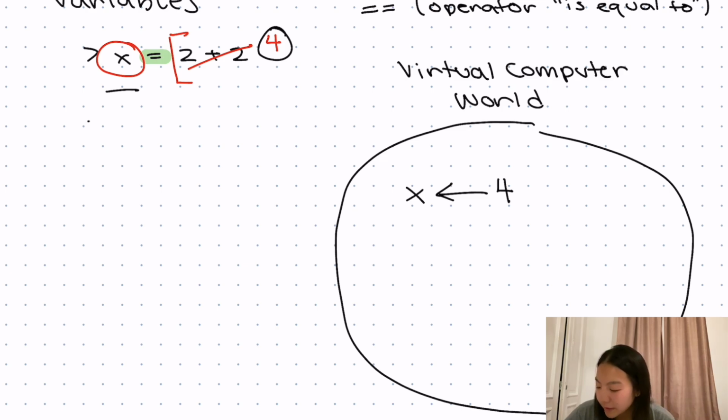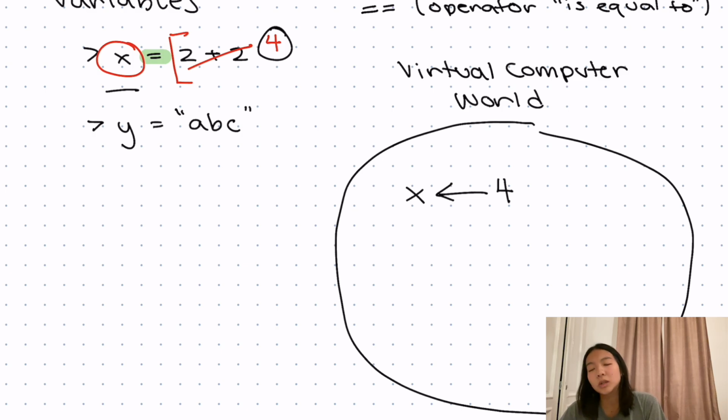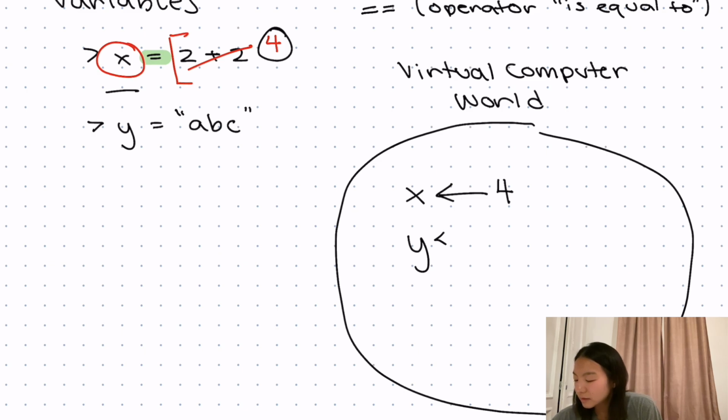Now, if I tell Python, hey, y is now equal to ABC, well, what's on the right-hand side of that equal sign? It's just a string ABC. Does y exist in our virtual computer world yet? Nope. So let's create a y, and let's set this to our string ABC, and I'm going to just show it to you in this character format.